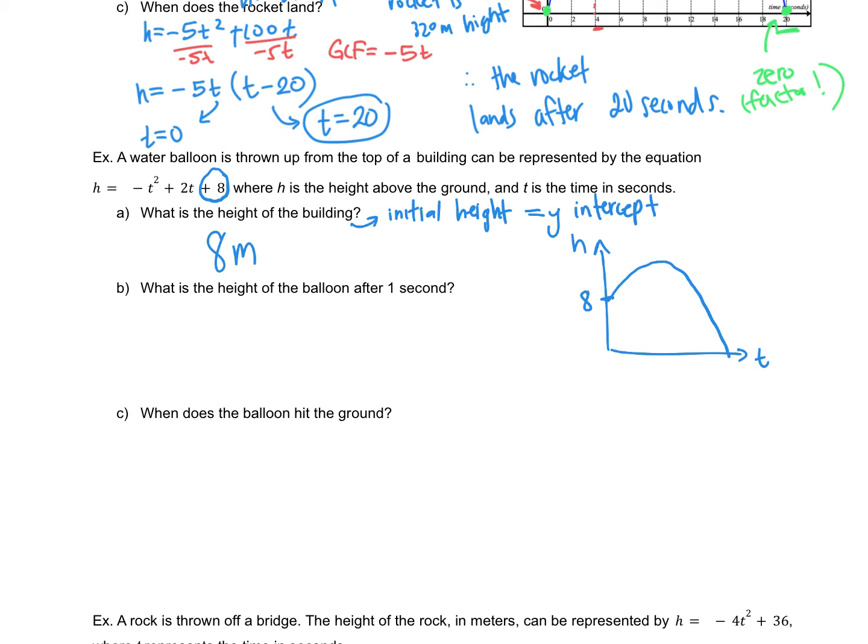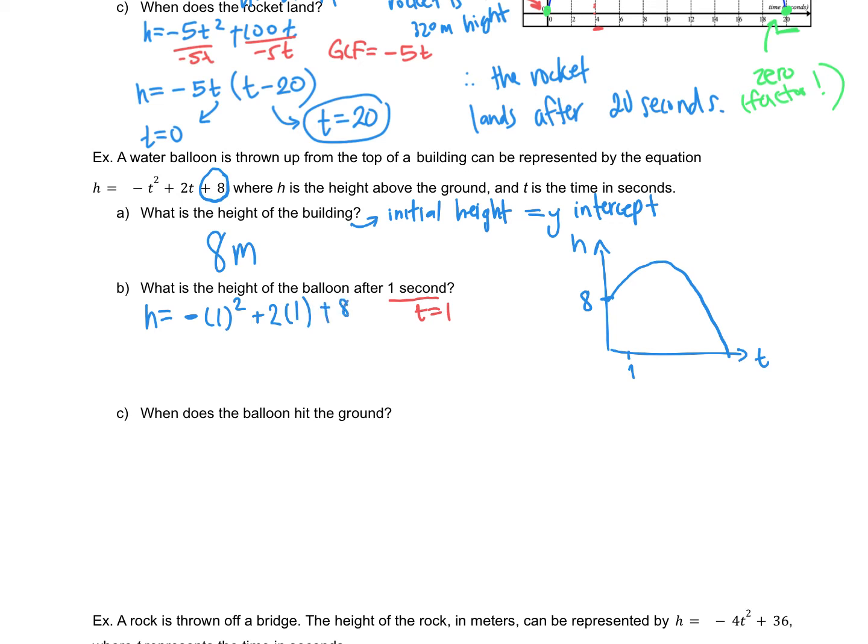Now, obviously, looking at this sketch, I have no idea at 1 second what the height is because there is no accuracy here. But that's not a problem. If you're given time, let's just replace time with 1. And then you can go straight to your calculator, or you can do some BEDMAS, whatever works for you. So h equals negative, and then instead of t squared, I'm going to write 1 squared, and make sure you put whatever the time is in brackets just to be safe, plus 2 times 1, and then plus 8.